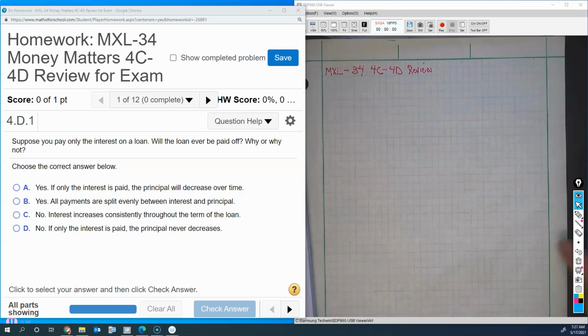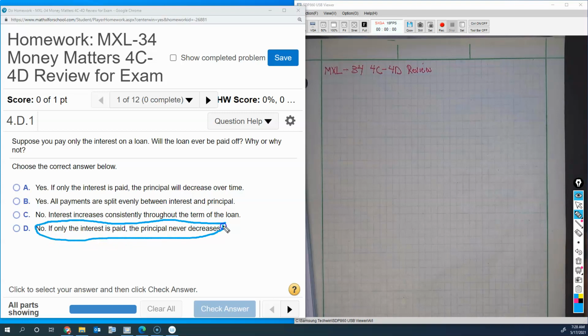Right, so that's part D here where it says the principal. Okay, because the principal is never going to decrease if you're just paying interest. So you'll owe forever and ever and ever. Okay, all right.